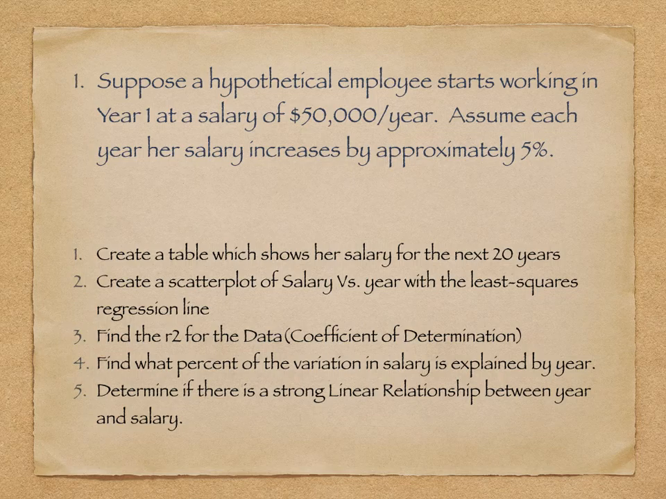Two, create a scatter plot of salary versus year with the least squares regression line. Three, find the R squared for the data, which is also called the coefficient of determination. Four, find what percent of the variation in salary is explained by year. And five, determine if there's a strong linear relationship between year and salary.